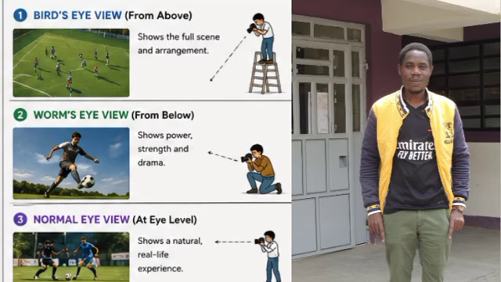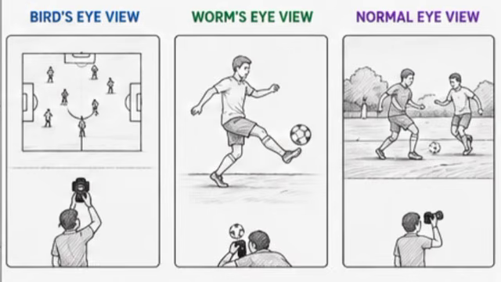Now, step 3, we go to drawing sketches. Here, learners should draw simple sketches showing the sport or music activity, position of camera, and direction of photography.